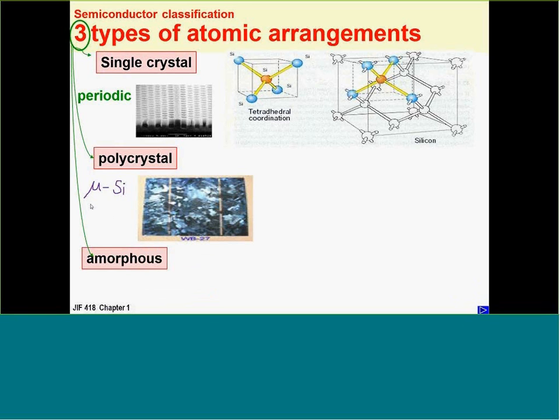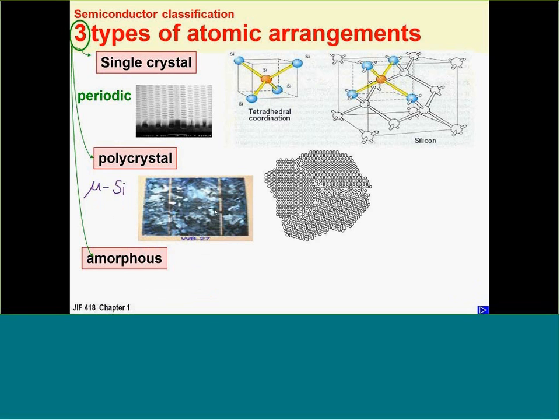Okay. So polycrystal, if you look here, this is one crystal. So this is one crystal by itself. This is the grain. And this is another crystal. So this is 1, 2, and 3. Compared to this one, which is all one crystal.